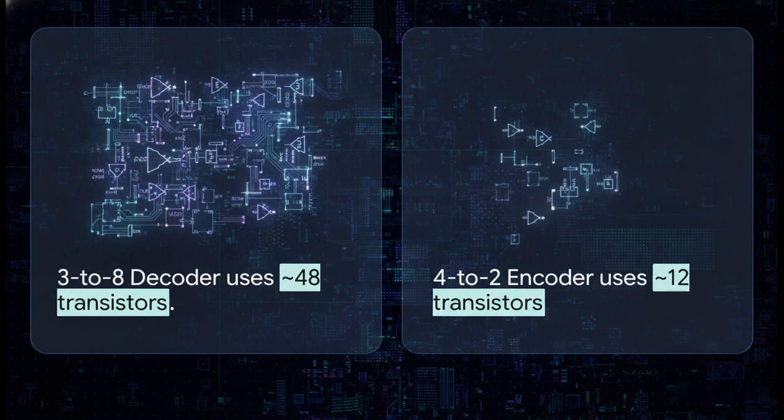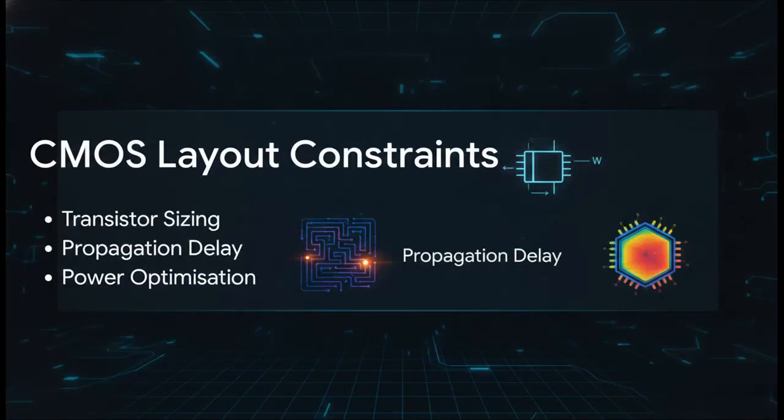A 3 to 8 decoder requires around 48 transistors, built heavily on NAND gates and inverters. But a 4 to 2 encoder only takes about 12 transistors, utilizing NOR gates. Expanding data is physically much heavier and requires significantly more space on a chip than compressing it. And managing that footprint introduces three massive hurdles that VLSI engineers face every single day.